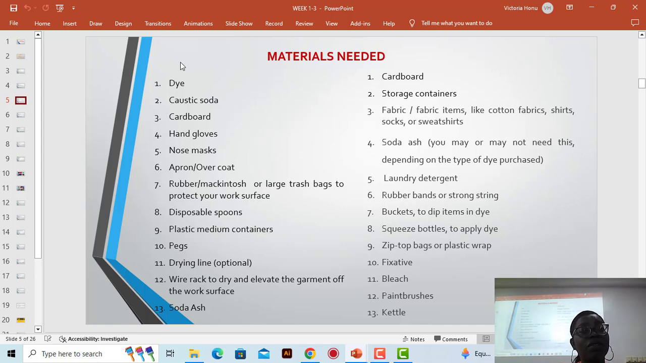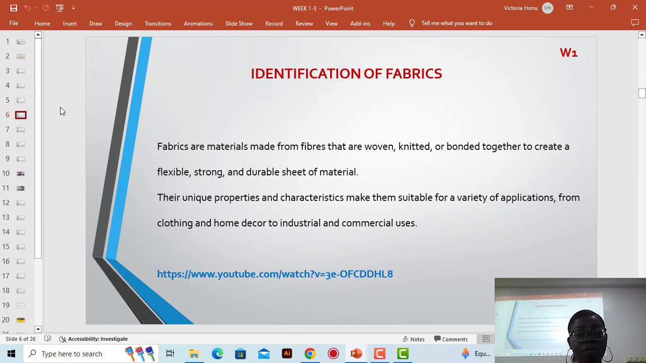Then the materials that we need for the course. You've received yours already, right? Yes. So whatever you have, if you have any doubts on whatever you have on your list, you can contact me and I will explain into details for you. Now let's start. We'll come back to the materials later.